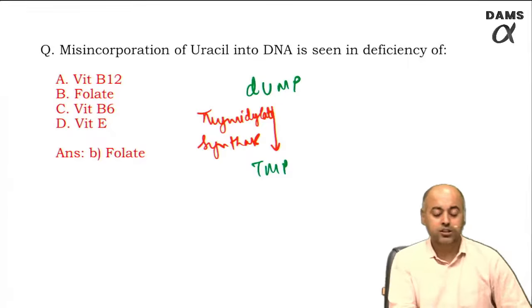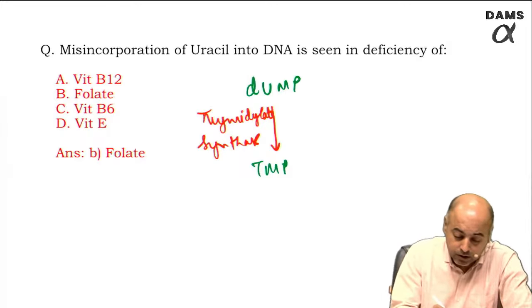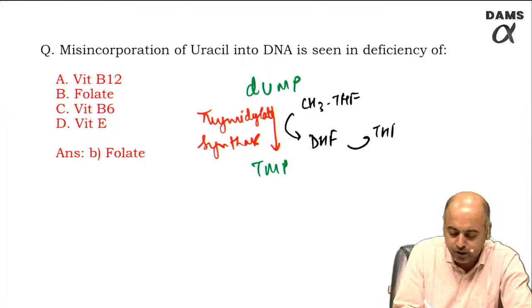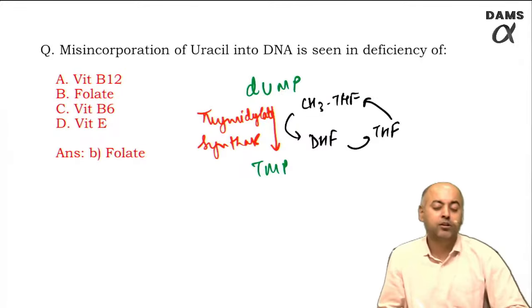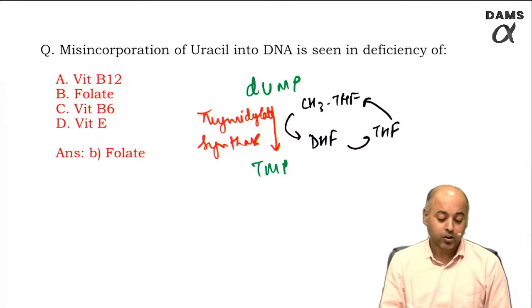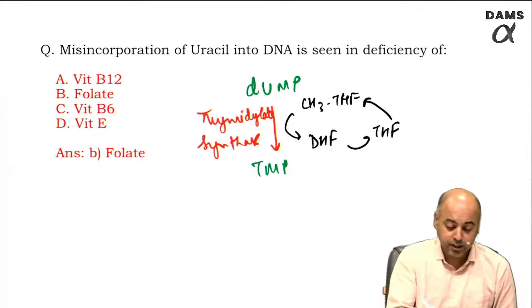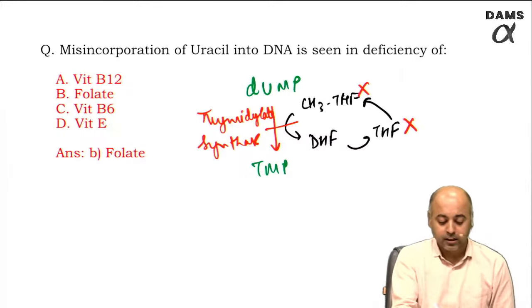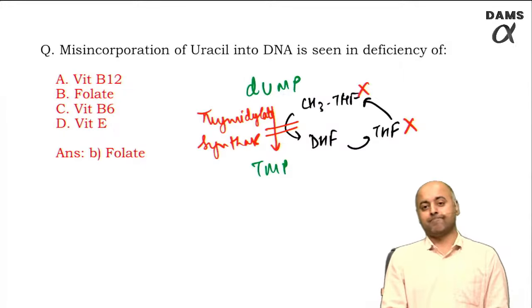And for this reaction, methylene tetrahydrofolate is required. In the reaction, it quickly gets converted to dihydrofolate. Dihydrofolate is recycled to tetrahydrofolate, and tetrahydrofolate then gets converted back to the methylene tetrahydrofolate. All right. Now imagine if the tetrahydrofolate is not there. In that case the reaction will get blocked.